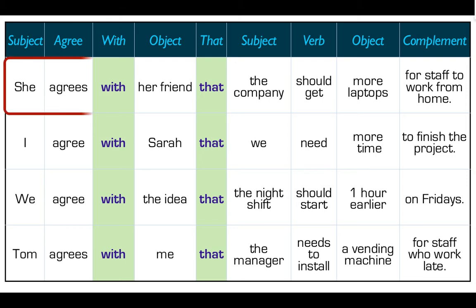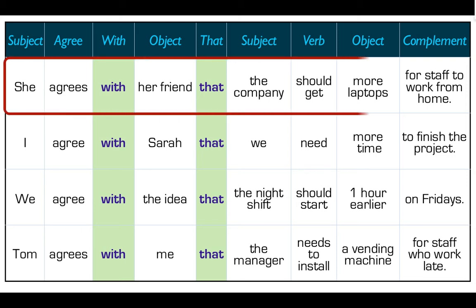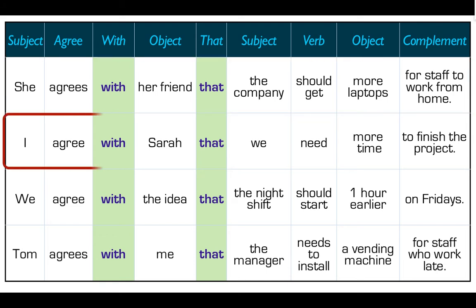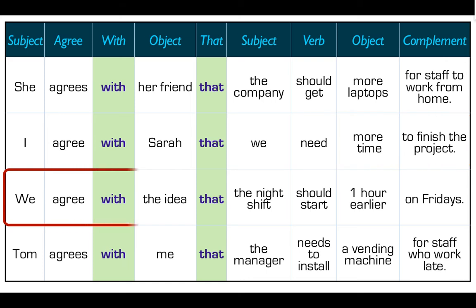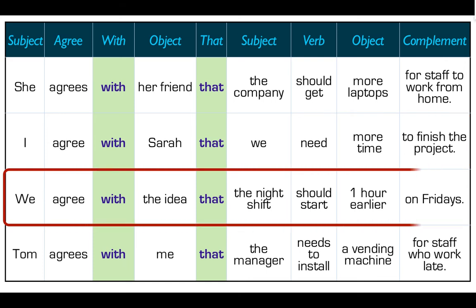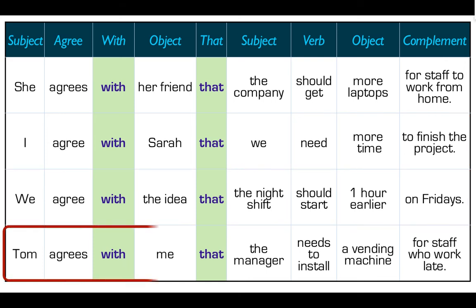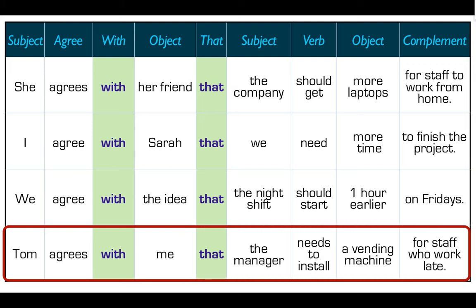So, she agrees with her friend that the company should get more laptops for staff to work from home. I agree with Sarah that we need more time to finish the project, and we agree with the idea that the night shift should start 1 hour earlier on Fridays. And Tom agrees with me that the manager needs to install a vending machine for staff who work late.